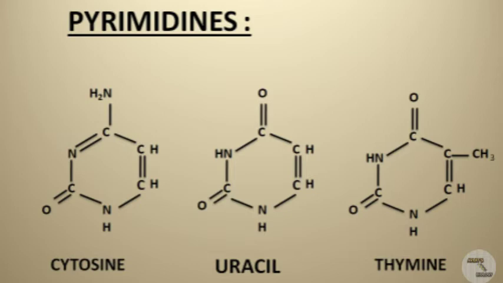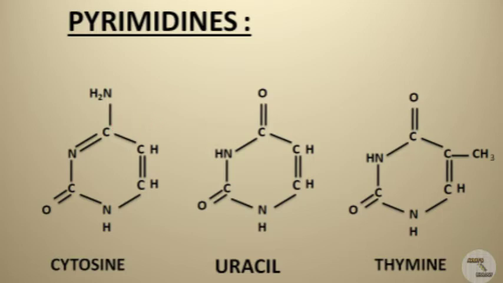The two major pyrimidine bases which are found in DNA are thymine and cytosine. But RNA has a pyrimidine base uracil instead of thymine. Thymine contains a methyl group at the C5 position with carbonyl groups at the C4 and C2 positions. So we can call thymine 5-methyl-2,4-dioxypyrimidine. Cytosine contains a carbonyl group at the C2 position and an amino group at the C4 position.